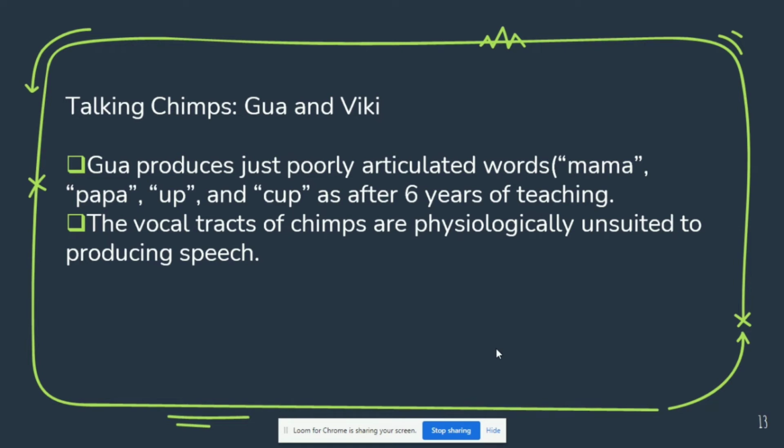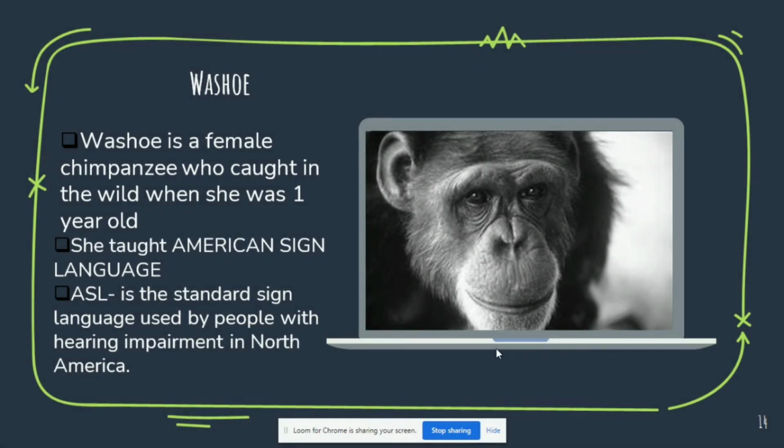So the vocal tracts of chimps are physiologically unsuited to producing speech, and it is likely that this was the main block to progress. So next is Washoe. Washoe is a female chimpanzee who was caught in the wild when she was 1 year old.